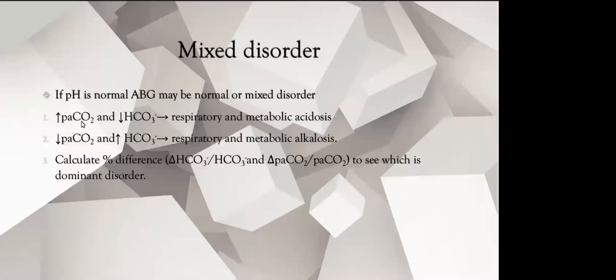And in case of mixed disorders, if the pH is normal, the ABG may be normal, or it could be a mixed disorder. In those cases, we have to calculate the difference in change of bicarbonate and change of partial pressure of carbon dioxide to see which is the dominant disorder. Whichever has the highest change in the difference is the dominant disorder.